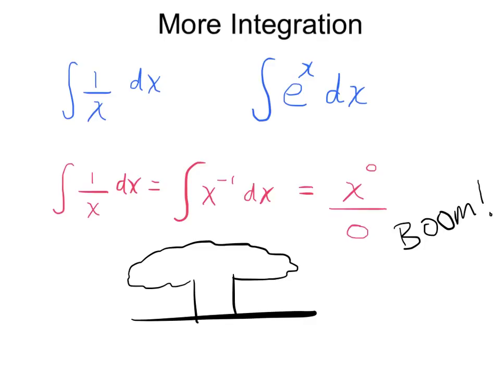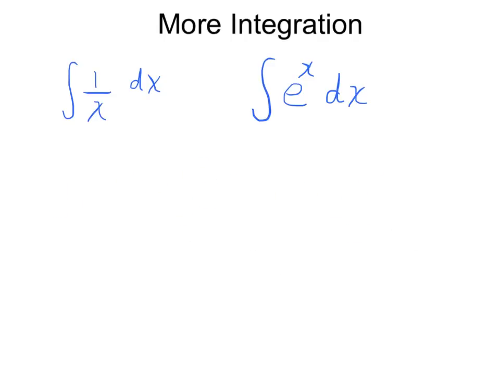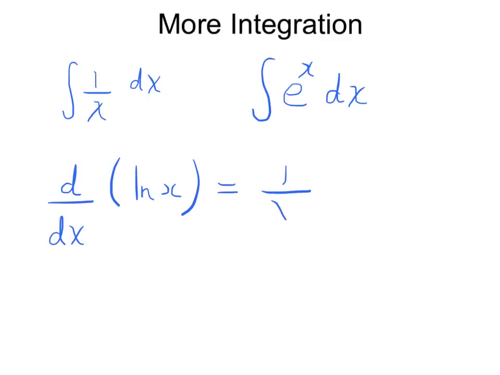However, we have already seen something that is going to help us integrate 1 over x. If you remember, differentiating ln of x, log of x, that gives us an answer of 1 over x. Now, seeing as differentiation and integration are opposites of each other, that must mean that the integral of 1 over x dx must actually be log of x, and don't forget plus our constant of integration. Okay, differentiation and integration are opposites, so if log differentiates to 1 over x, 1 over x integrates to log.